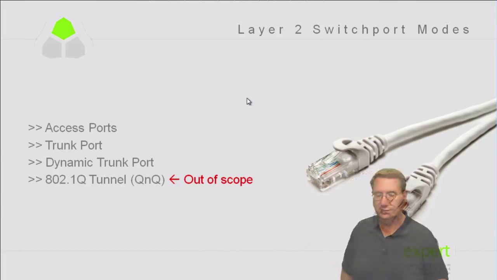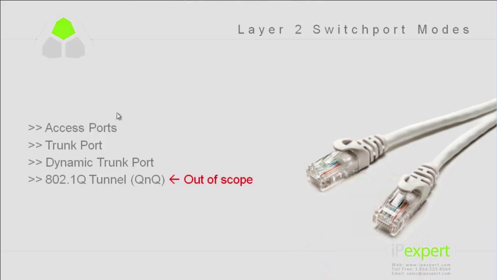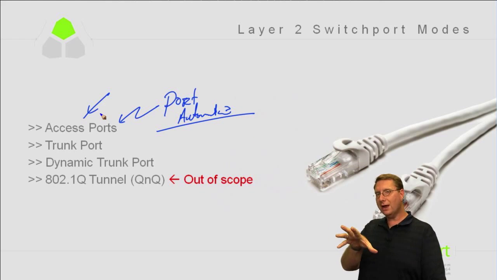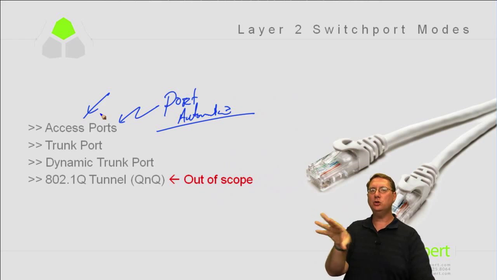Now, when we look at this, the main element and the most common port type that we're going to be working with is going to be access ports. All ports will automatically be configured as access ports if we're not connected to another switch. Now, we have to understand that there are going to be operational behaviors that vary from platform to platform and from iOS to iOS.